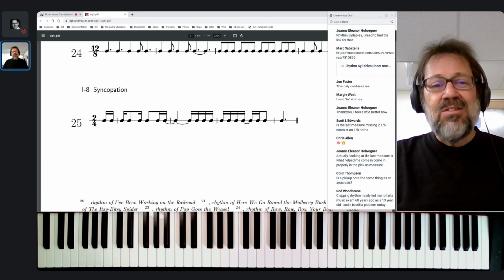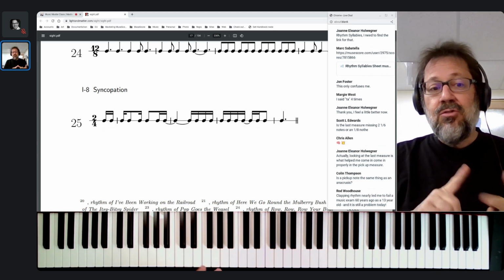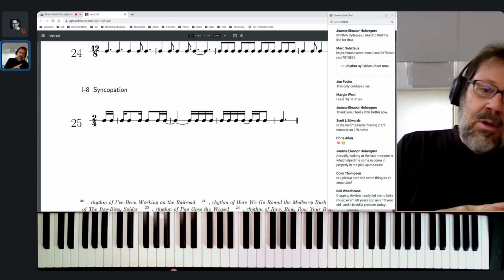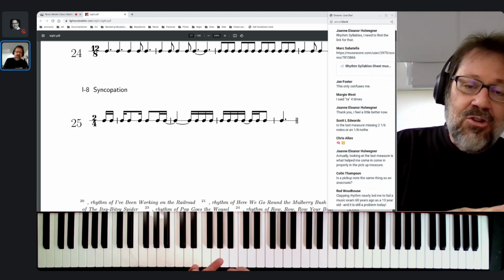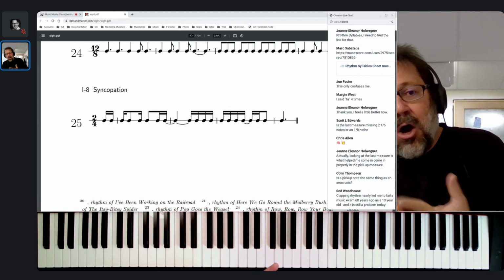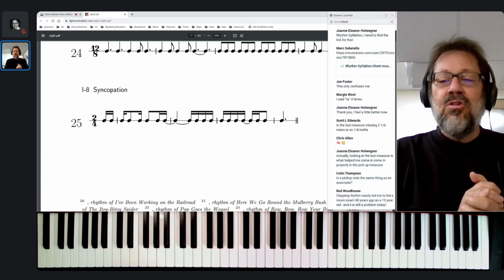And same with measure and bar. Those are another 2 terms that, in America, we typically say measure. In Britain, you typically say bar, but I think most people should know both those terms.